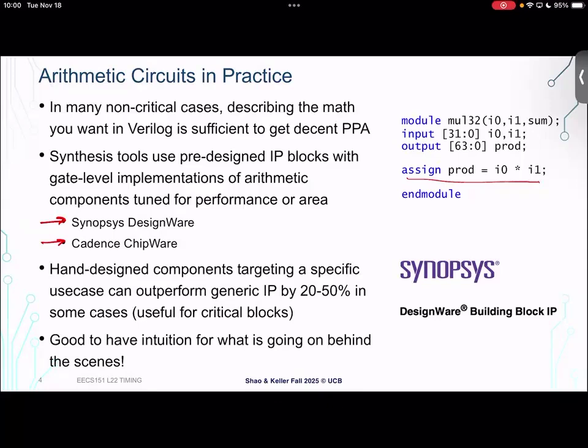So the utility of these lectures on arithmetic circuits is not necessarily that every time you need an adder, you're going to do this detailed analysis. But occasionally you will need to, and it's important to have those skills. And it's also just really useful to have intuition about what's going on behind the scenes, right? If you think about, oh, I want to go from, say, RV32 to RV64, my adders are going to go from 32-bit to 64-bit.